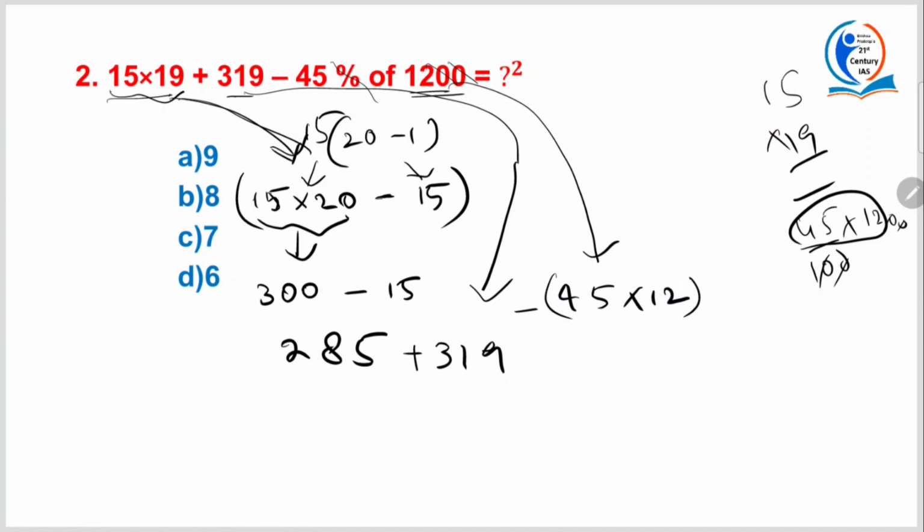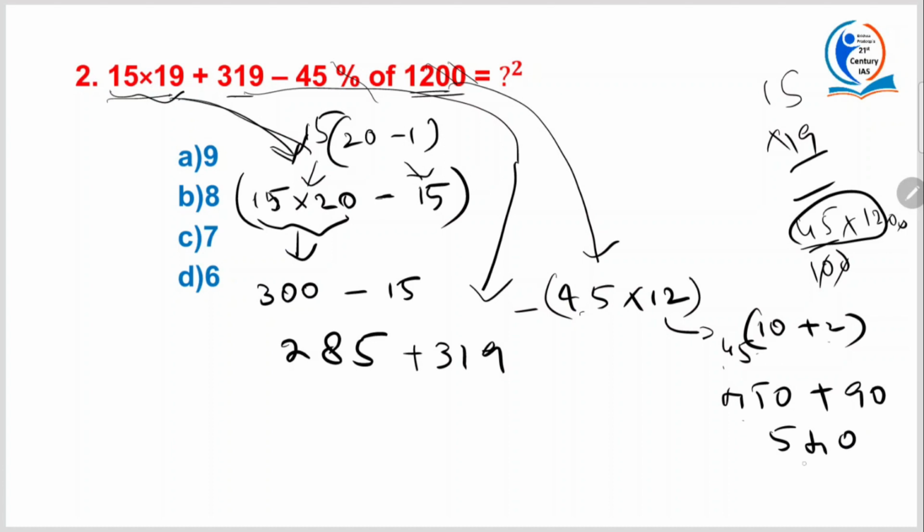Now 45 into 12, you can directly do the multiplication. The second method is, see, 45 into 12. This 12 can be written as 10 plus 2. 45 into 10 is 450 and 45 into 2 is how much? It's 90. So 450 plus 90 is how much? 540. So 45 into 12 is 540. So this is for easier calculation. That is the whole intent of teaching this.